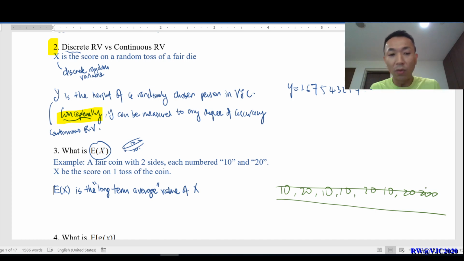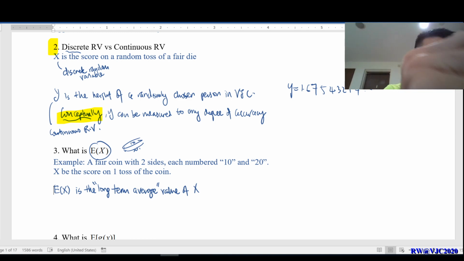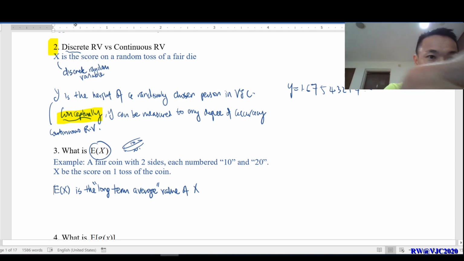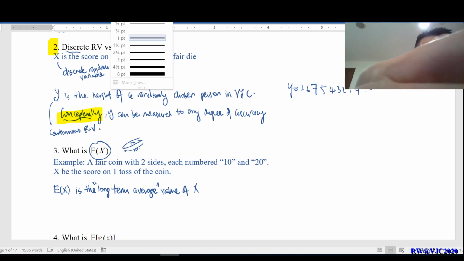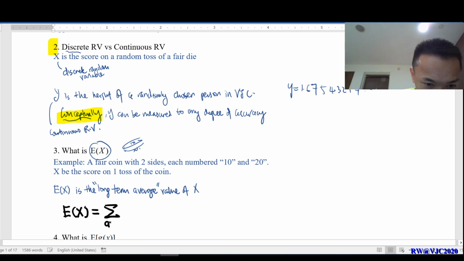How do we calculate expected value of X? There is a formula. Correct? What is the formula? This is important. The formula goes like this. I'm going to write in very dark, thick black. Expected value of X has this formula: summation over all x, x times the probability that X equals x.